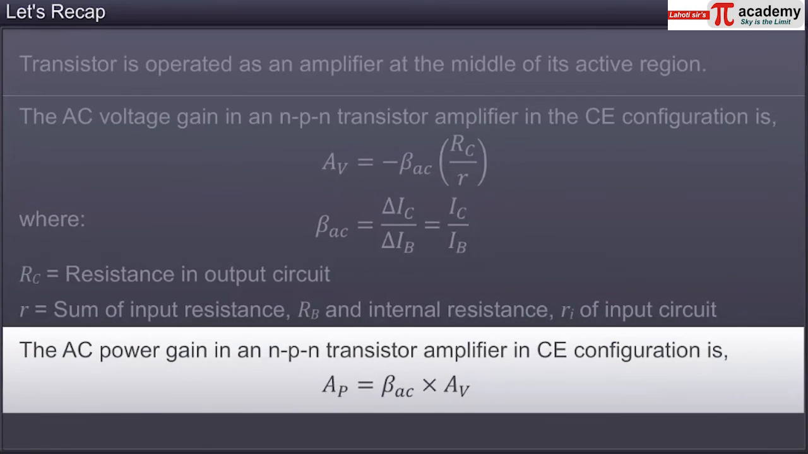The AC power gain in an NPN transistor amplifier in common emitter configuration is given by the product of the current amplification factor and the voltage gain. That is, AP is equal to beta AC into AV.